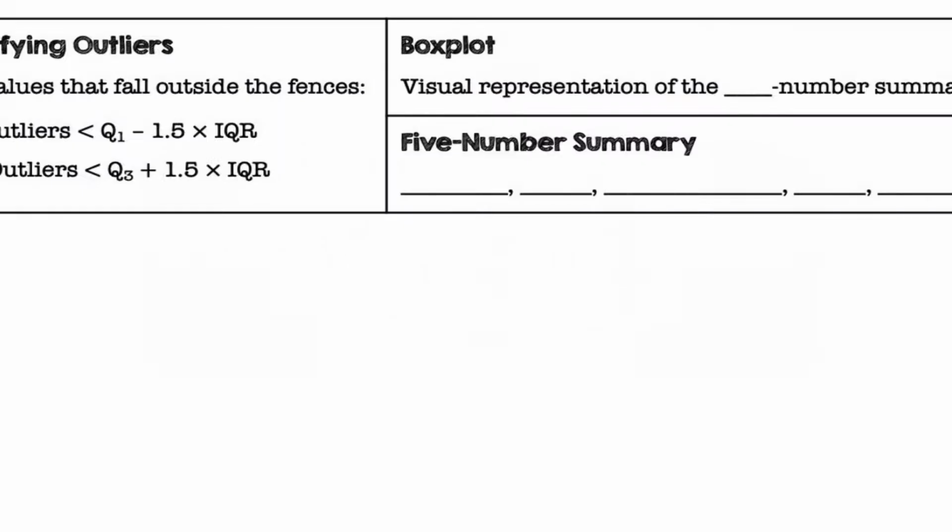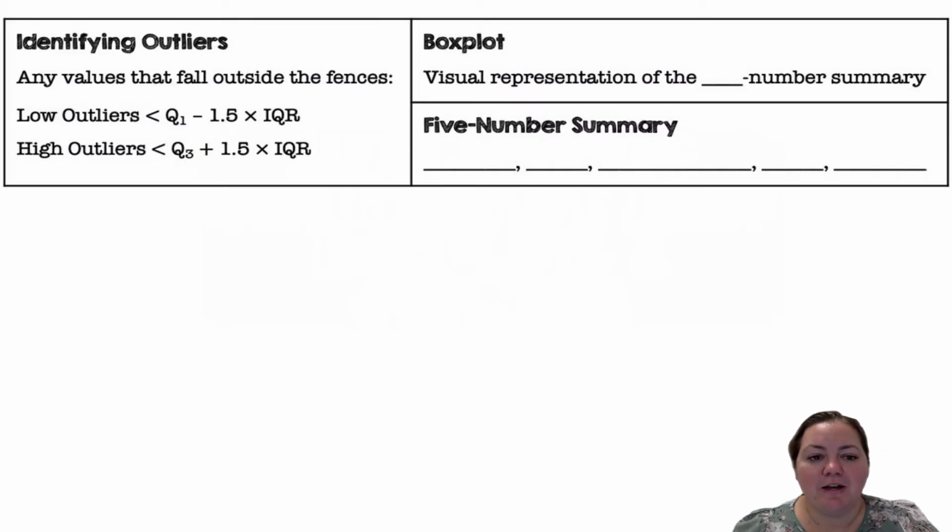Hey there, Seahawks. It's Miss Adams, and in this video, we're going to continue summarizing quantitative data, focusing on box plots and outliers. When we're identifying outliers, we want to look at where our fences are. Anything that falls outside of those fences, we are going to consider an outlier. For low outliers, anything less than quartile 1 minus 1.5 times the interquartile range is an outlier. And high outliers, anything greater than quartile 3 plus 1.5 times the IQR is an outlier.